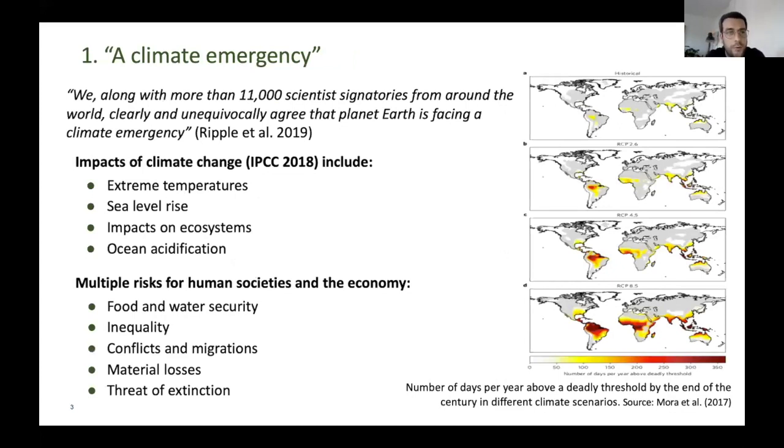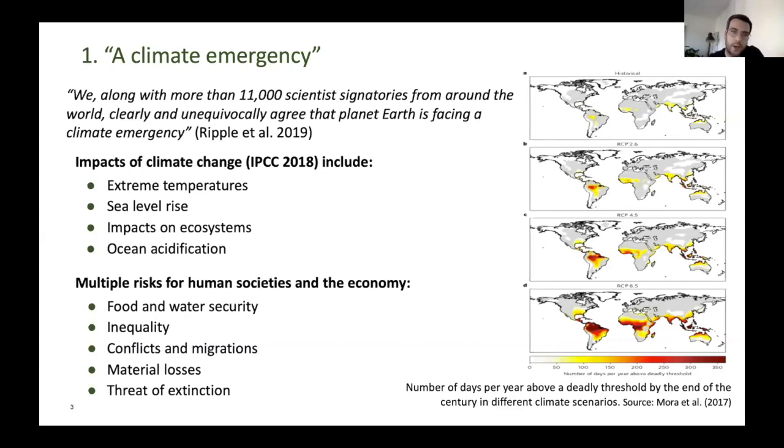I don't want to waste too much time on some sort of climate change 101, but I just wanted to emphasize, in case you're not familiar with these issues, that global warming has already started. Climate change is a serious issue. When you look at the scientific literature, you see that many scientists are actually extremely concerned.